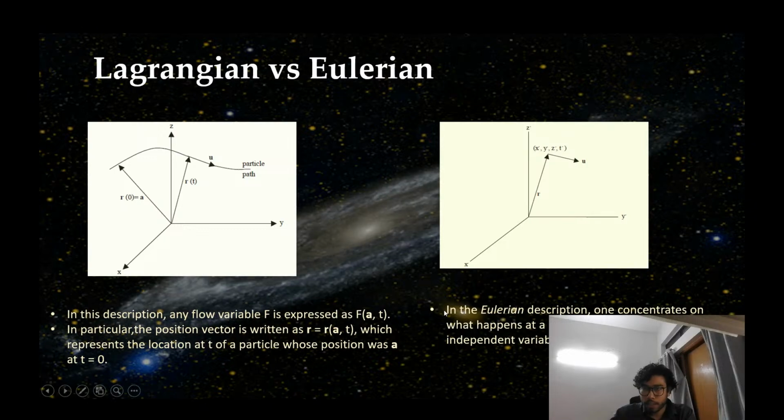And in the Eulerian description, as I said, one concentrates on what happened at a spatial point, which is R prime, comma t prime. So x prime, y prime, z prime and t prime. So you are only focused on this point. You are not following the particle. The particle might be at a different point altogether at a different instant, but you're only focusing on this point, right?